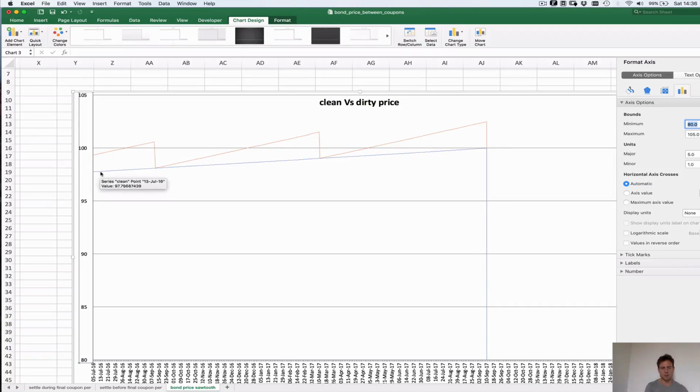If you see the clean price, at every point we've subtracted the accrued interest from the dirty price to give the clean price. You can see it's on a beautifully smooth upward trajectory from the initial clean price on the 5th of July all the way up to 100. And lo and behold, this is why they say that the clean price of a bond moves towards par as it gets closer and closer to the maturity date.